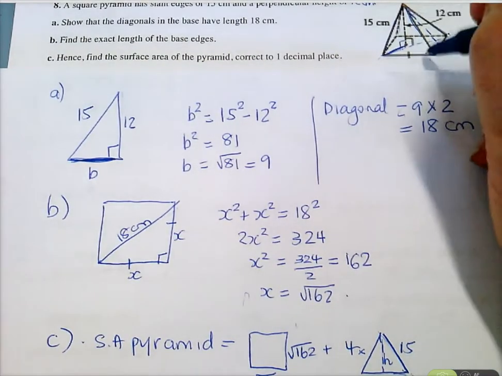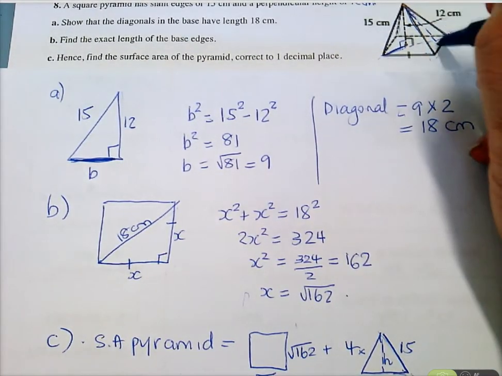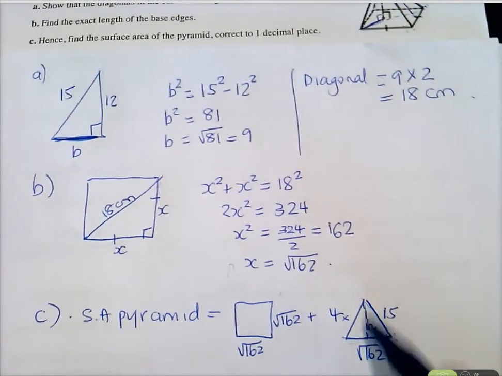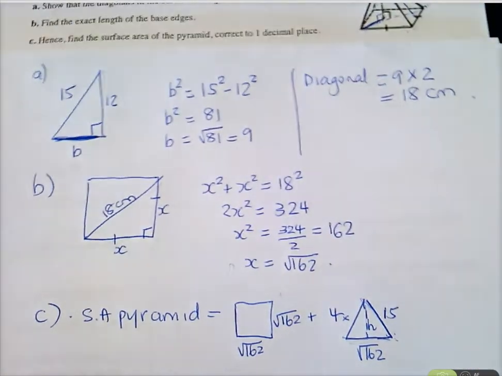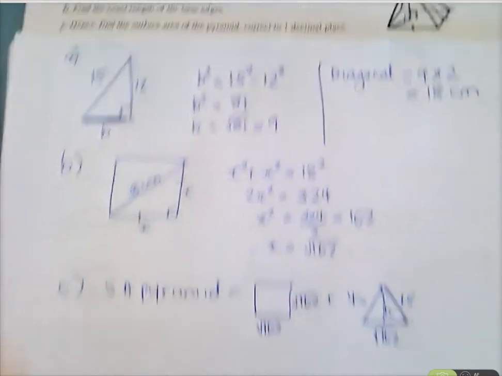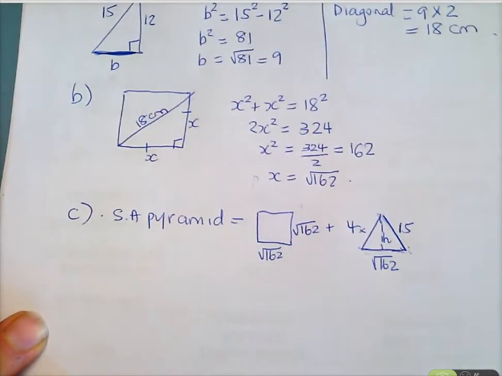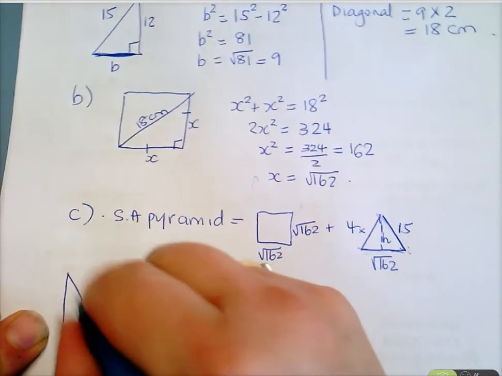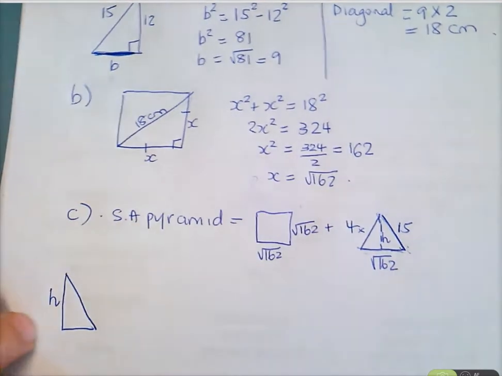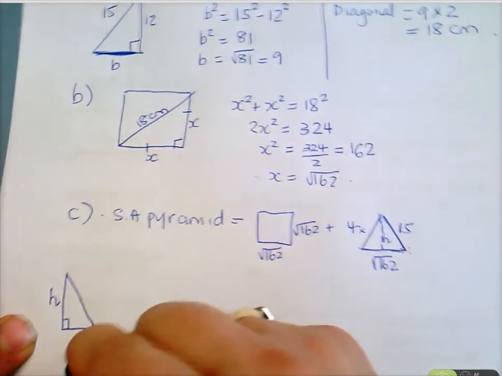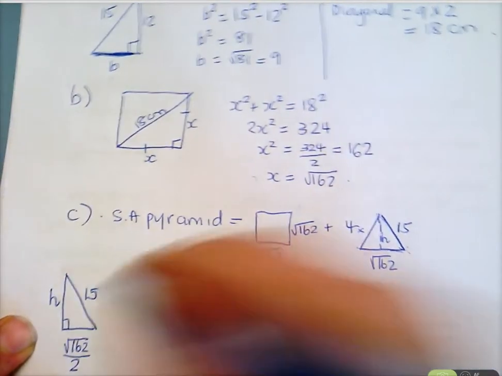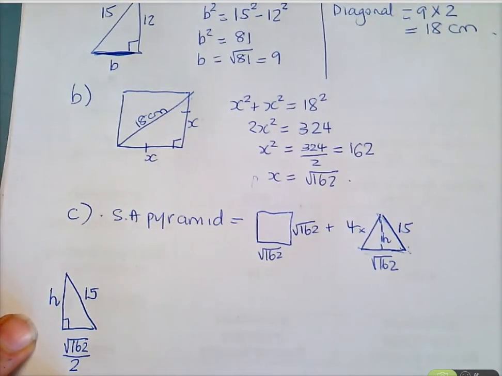So, girls, this is probably the hardest step, is that you've got to work out this h. You don't have that. Because when you do these triangles, it's a half of this times that one, but we know that this is 15. So we're going to have to work, girls, this is hard. So we are going to have to work with this separately. So this is what we've got. We've got to work out this h over here. This is the square root of 162 over 2, and this is 15. Okay?